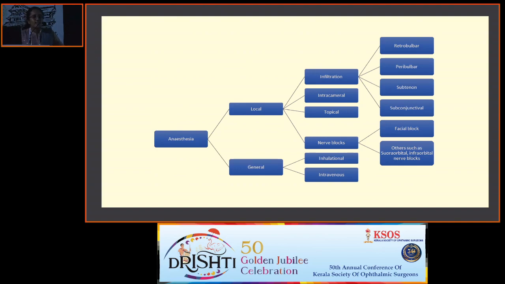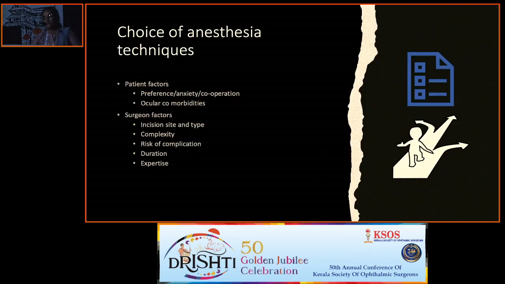So this is the broad classification of the different anesthesia techniques that we adopt in our ophthalmic surgical procedures at present. Now, the choice of anesthesia technique depends on two people, the patient and the surgeon. The patient factors include patient preference, anxiety levels, level of cooperation, and the existence of ocular comorbidities like a corneal opacity or a subluxated cataract, which can prolong the duration of the surgery. If the patient is an axial myope with a staphyloma, or has a scleral encirclage in situ, there is a high risk of perforation with needle techniques.